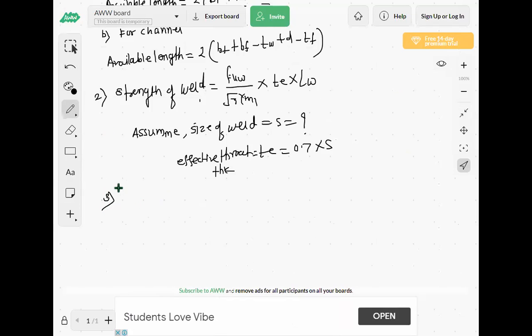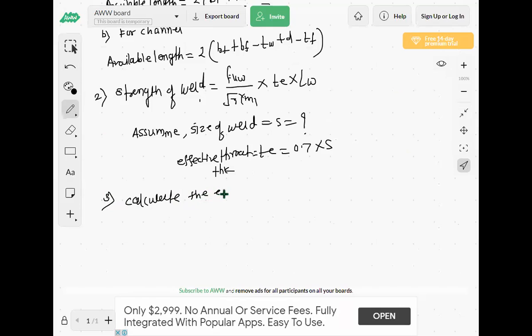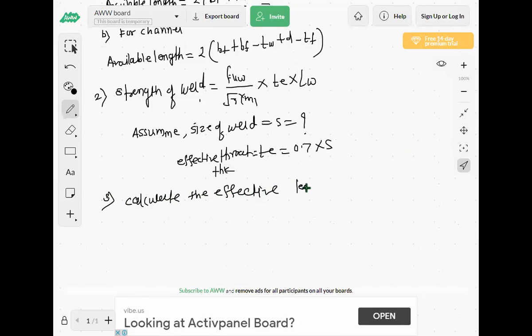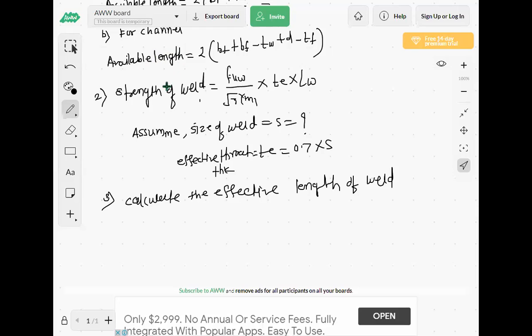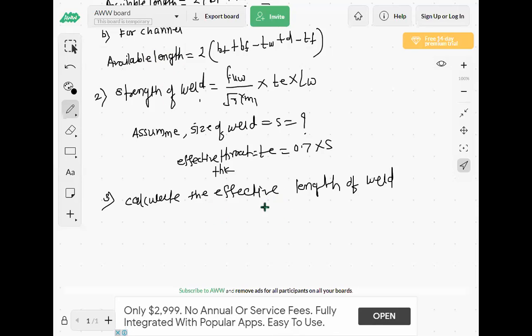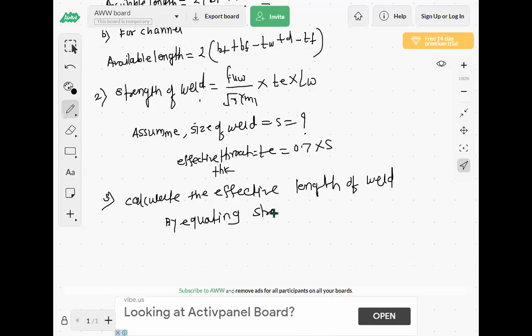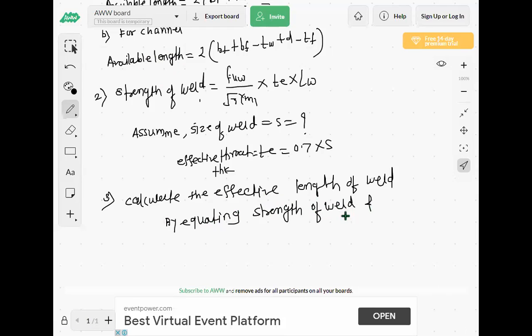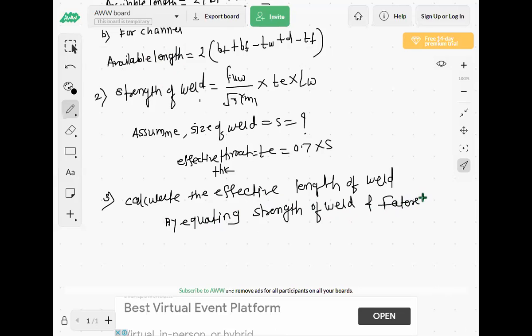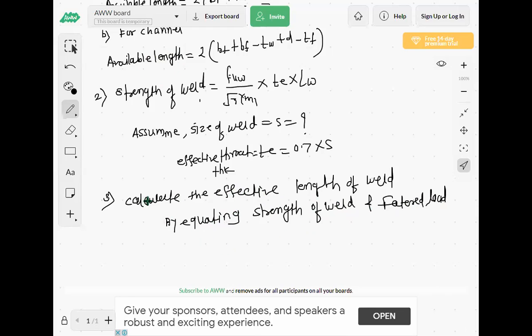Now number 3, we have to calculate the effective length of weld. It means earlier we have calculated the available length of weld. Now we have to calculate the effective length of weld. So how to calculate effective length of weld? By equating strength of weld and factored load. By equating strength of weld and factored load, we have to calculate the effective length of weld.